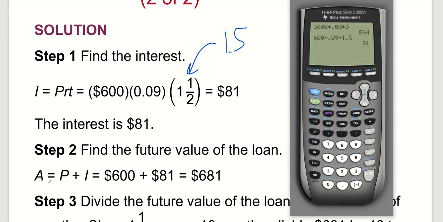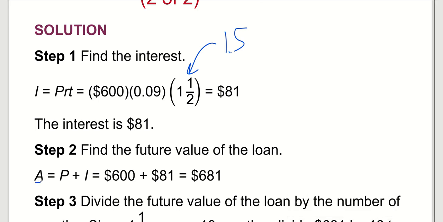That means that the future amount of the loan, A, is going to be equal to the principal plus the interest. They borrowed $600 that they have to pay back. They also have to pay the interest fee. So in total, this company has to pay $681 back.